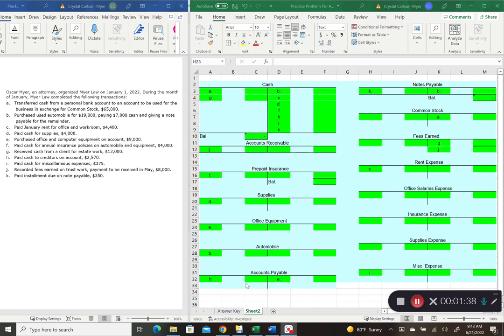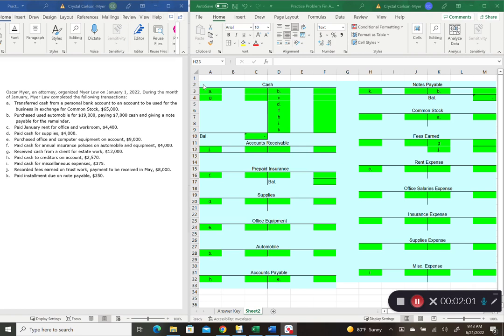So let's go through a few of these so I can give you guys an example of the types of things you would see that would actually increase or decrease a particular account. So let's go through this example that I have here. So Oscar Mayer is an attorney. He organized Meyer Law on January 1st, 2022. During the month of January, Meyer Law completed the following transactions.